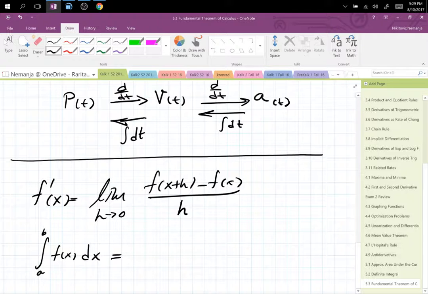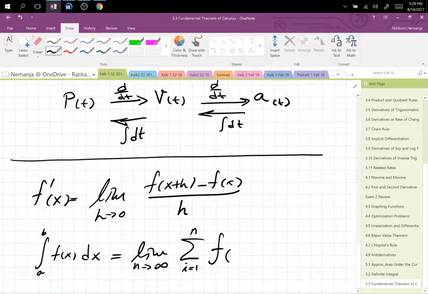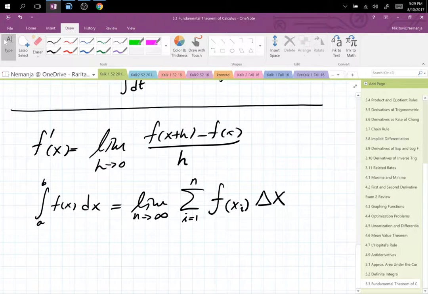We did it yesterday. Come on. You recall one that was done a month ago. How about the one that was done yesterday? Limit as n goes to infinity of the sum from i equals 1 to n of f of x i delta x. Good. Got it.